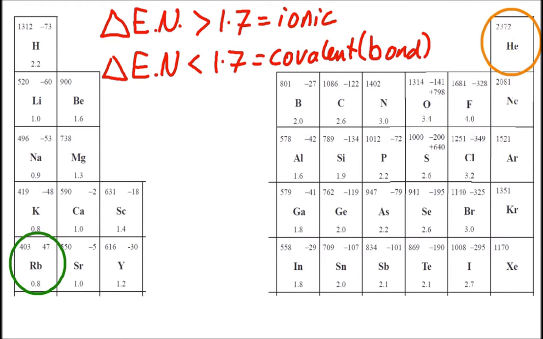What's the furthest we can go here apart would be rubidium and helium. No, helium doesn't react. It has no electronegativity. So it's got a full outer shell, it's completely inert, so it has no EN value. But rubidium fluoride, that's the most ionic compound that we can make using this segment of the periodic table.